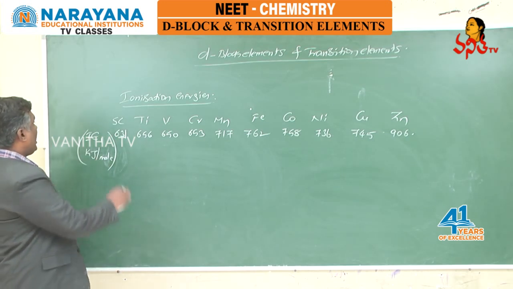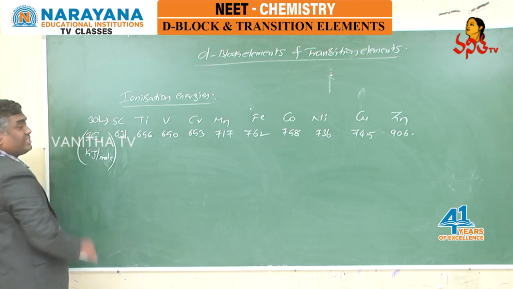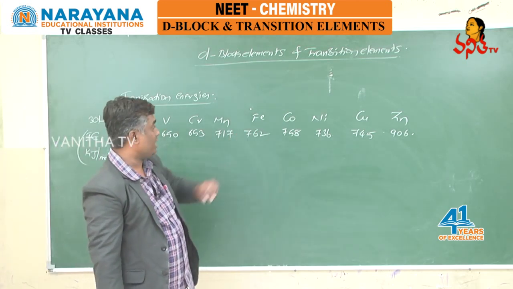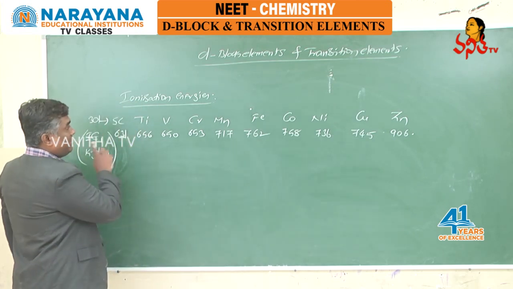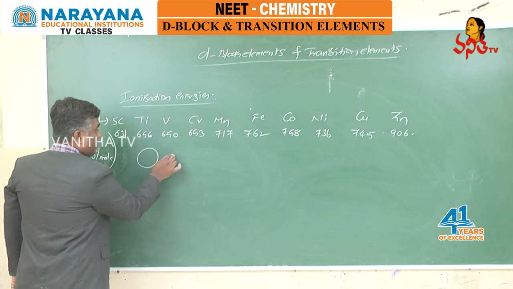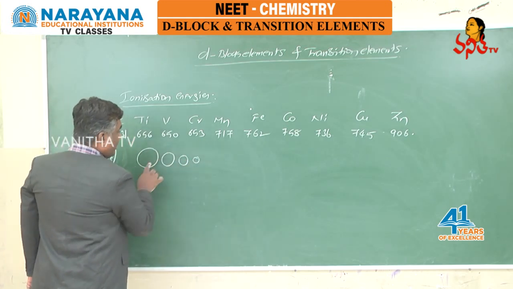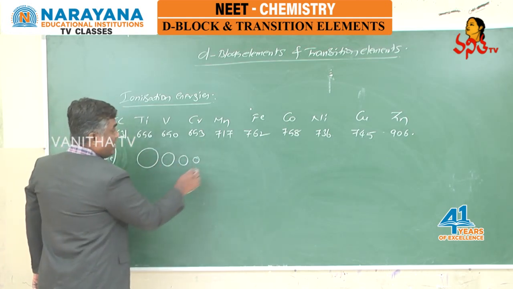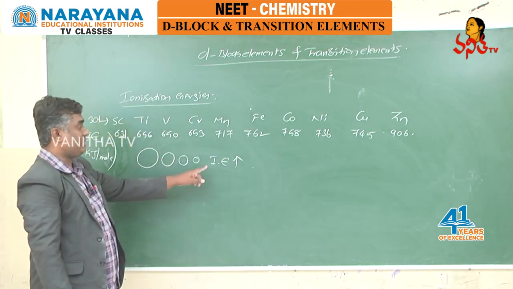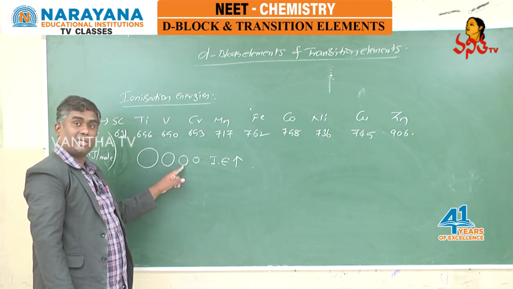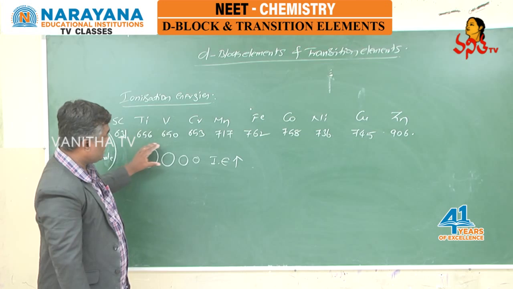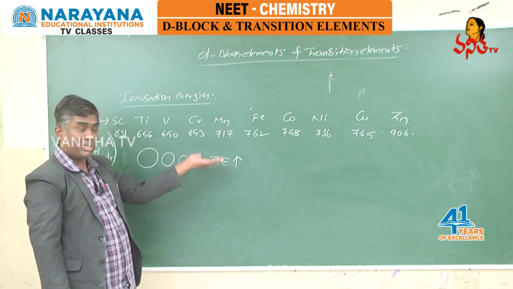Again I have selected 3d series elements. 3d series elements start from scandium up to zinc. All of them belong to same period, and here in a period from left hand side to right hand side, as size is decreasing, ionization energy should increase, because ionization energy and atomic size both are inversely proportional.